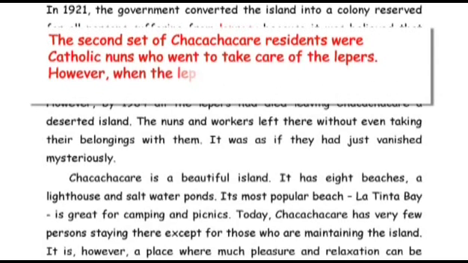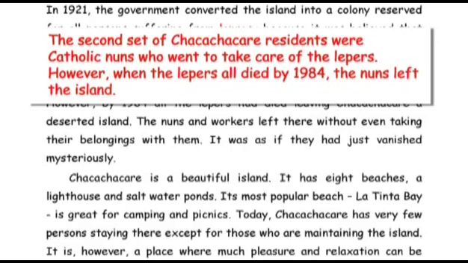So, you can write your answer like this. The second set of Shakashakari residents were Catholic nuns who went to take care of the lepers. However, when the lepers all died by 1984, the nuns left the island.